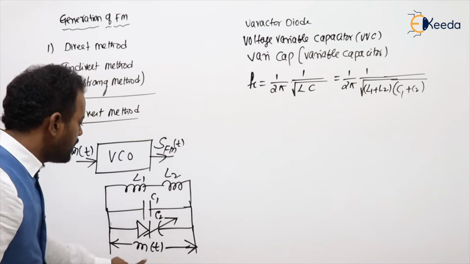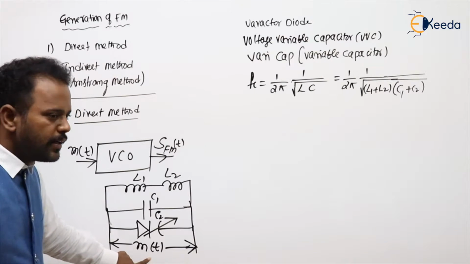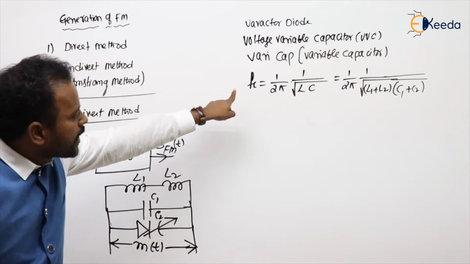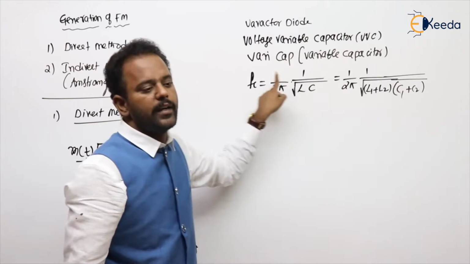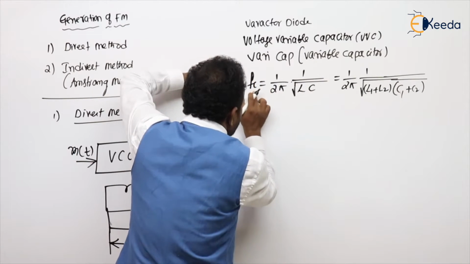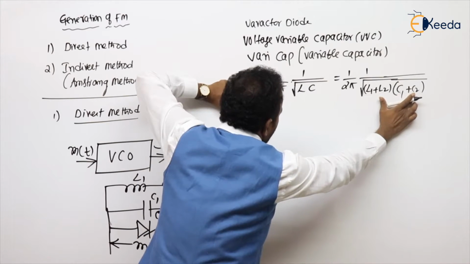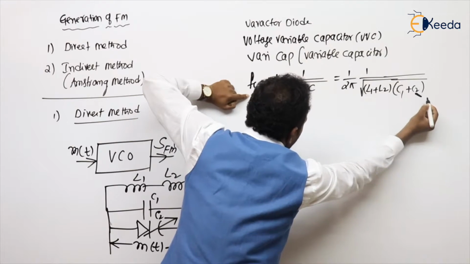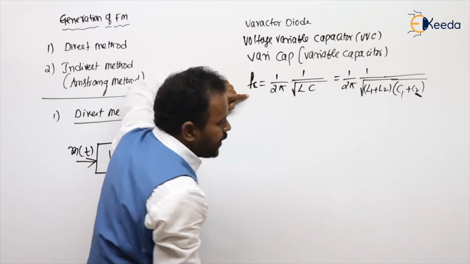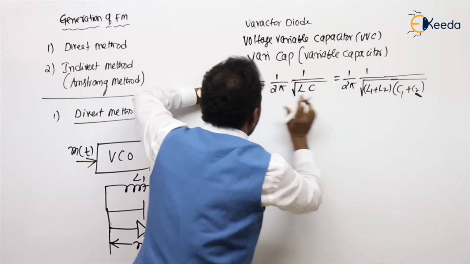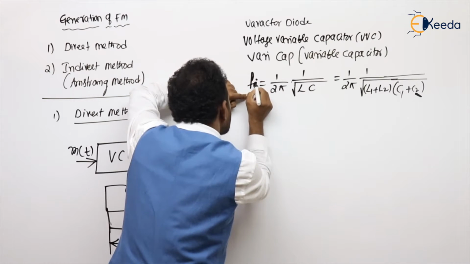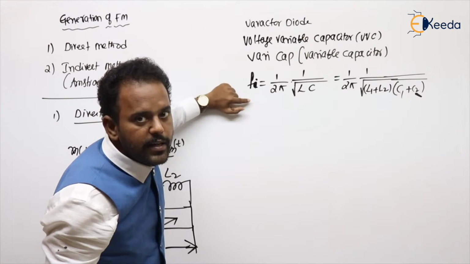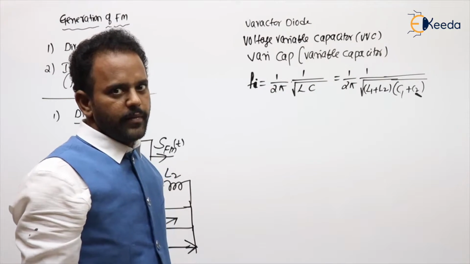So what is happening here? Whenever m(t) voltage varies, the capacitance offered by this diode varies. If C2 is varying, the frequency varies accordingly. Whenever m(t) is 0, we fix some value, and that gives you fc. Whenever m(t) varies, C2 will vary, and according to that the frequency also varies. That is called the frequency of FM, or instantaneous frequency. Understand my point?